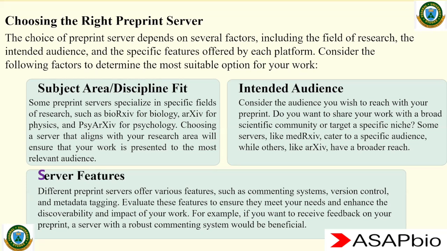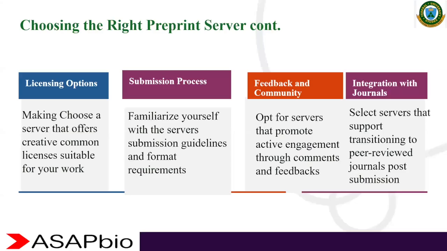Server features: different preprint servers offer various features, of course, such as a commenting system. Now we have some preprint journals beginning to change their model. We have the eLife model. We have the F1000 model, which also has a step-by-step guide by which you can get your work published in their preprint and in their journal per se. So choosing the right preprint server, what are the licensing options? Choose a server that offers Creative Commons licenses. Of course, we have different types of licensing options that you need to put into strict consideration when submitting your work into a preprint server.